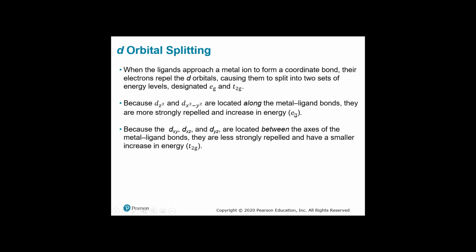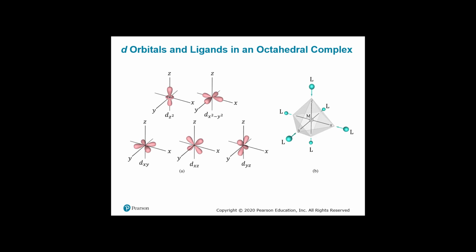So that means they would be in the EG level, they increase in energy, because remember, this is saying there are two energy levels. The other three, located between the axes, are lower in energy because they are not directly dealing with the repulsion themselves. So there's a very small increase in energy, and that's the T2G.